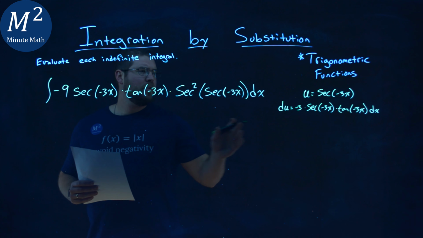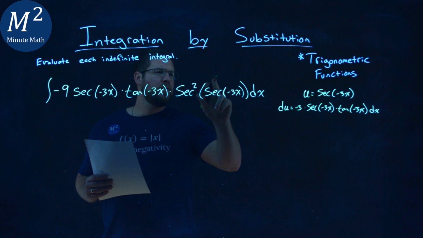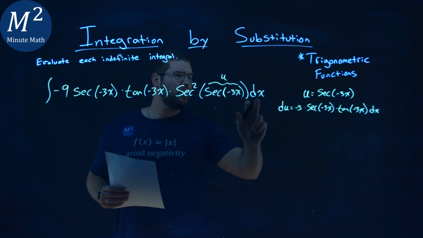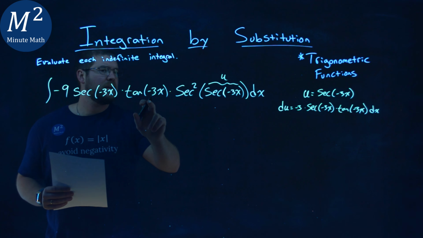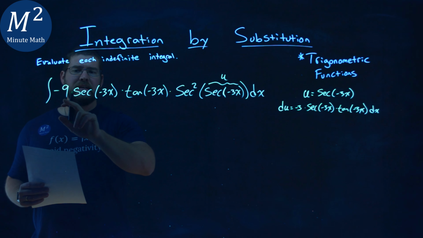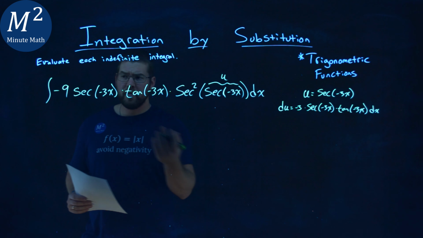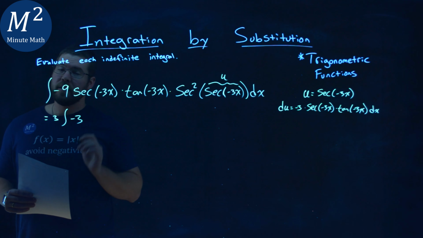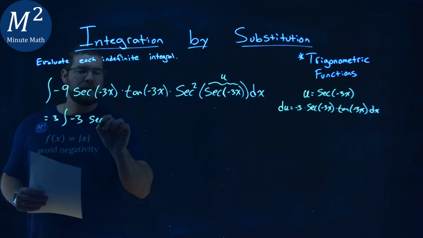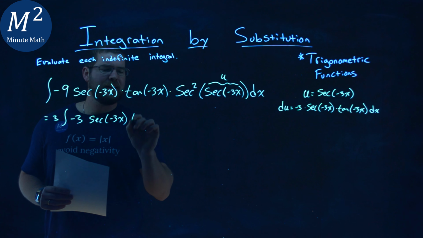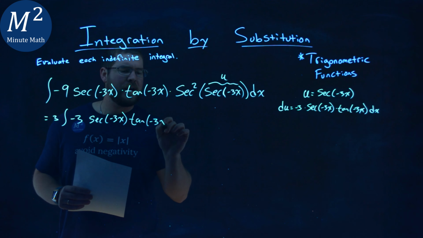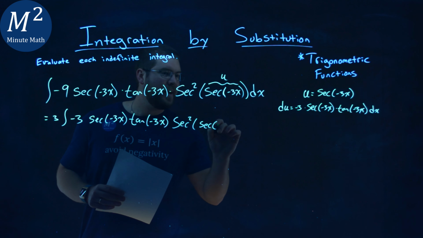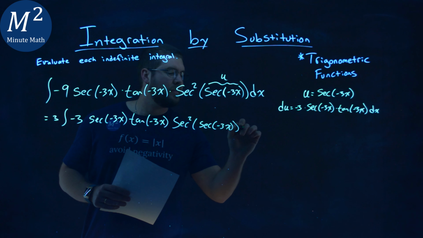So again, let's see if we can get this thing to look similar. Notice right here we have our u value, and our du lines up pretty well. We have the dx here, tangent of negative 3x, secant of negative 3x. I just need a negative 3 out front. So if I pull out a positive 3 from the integral, I'm left with a negative 3 on the inside, secant of negative 3x, a lot of writing here, tangent of negative 3x times the secant squared of the secant of negative 3x. I'm done with these secants, dx.